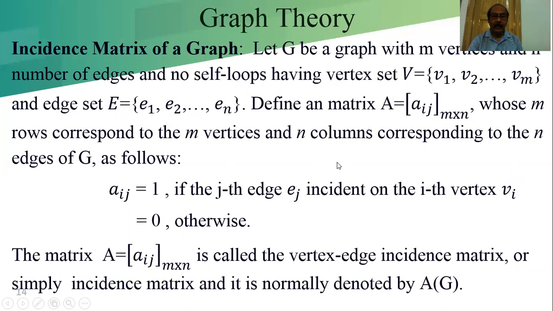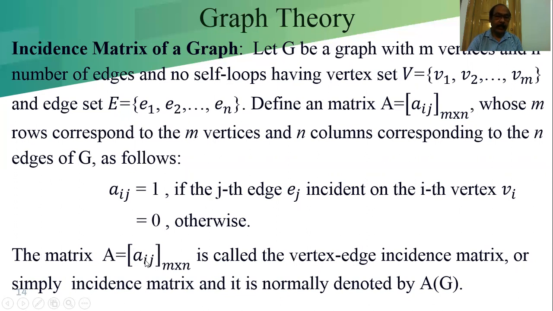Now we are not considering the self loop in this case. We are considering the graph without the self loop. So one edge is incident to two vertices, and for those vertices the value is 1. If the edge is not incident on a vertex, that value is 0. That means if Ej is not incident to the rest of the vertices except the Vi, then the corresponding elements will be 0.